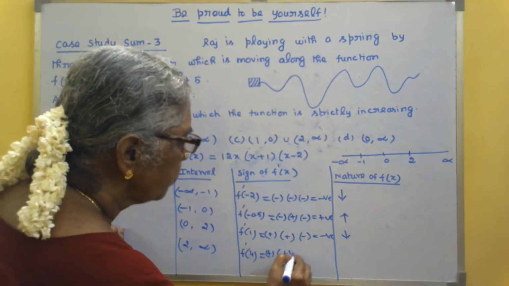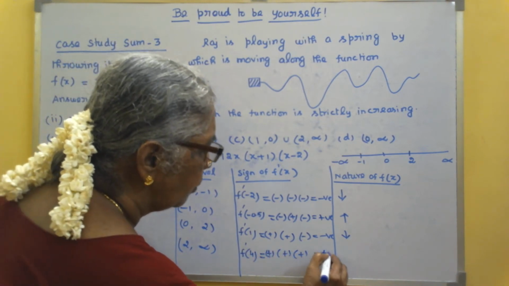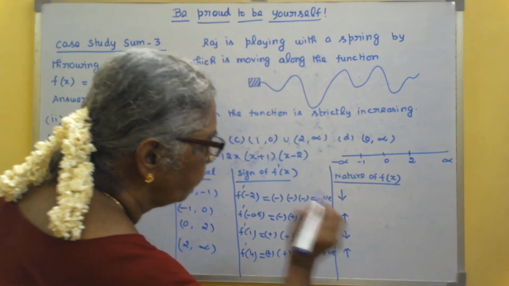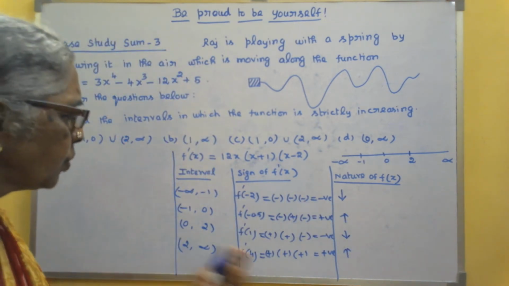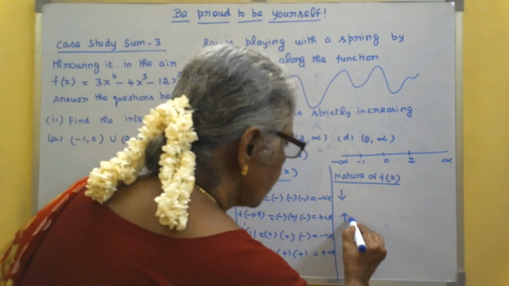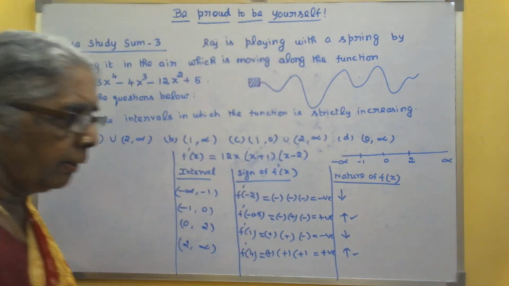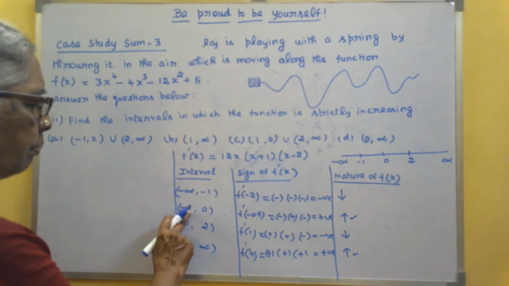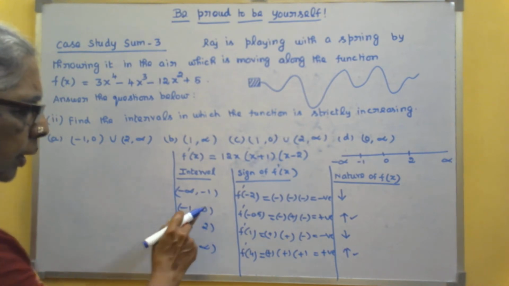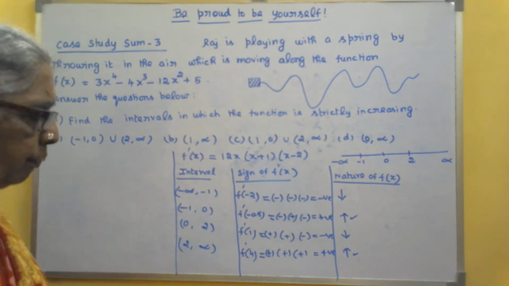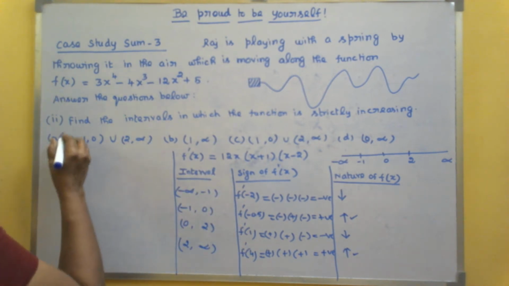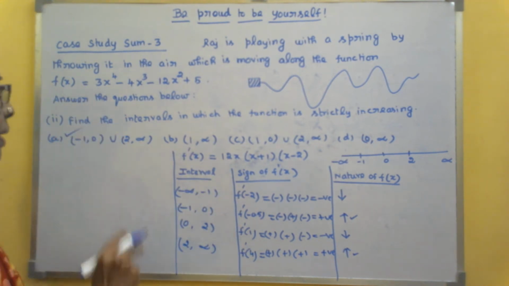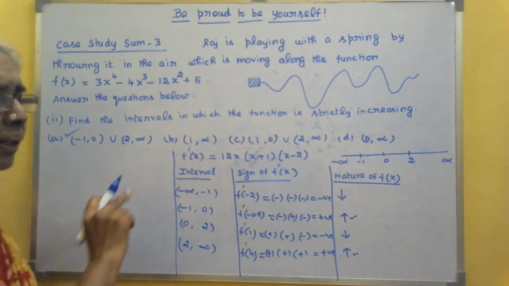The next is positive. The next is positive. The product is positive. So increasing. So now, which are all now strictly increasing? This one and this one, right? So now I will get minus 1 comma 0 union 2 comma infinity. So that is your subdivision A. So that is the answer you have to take.